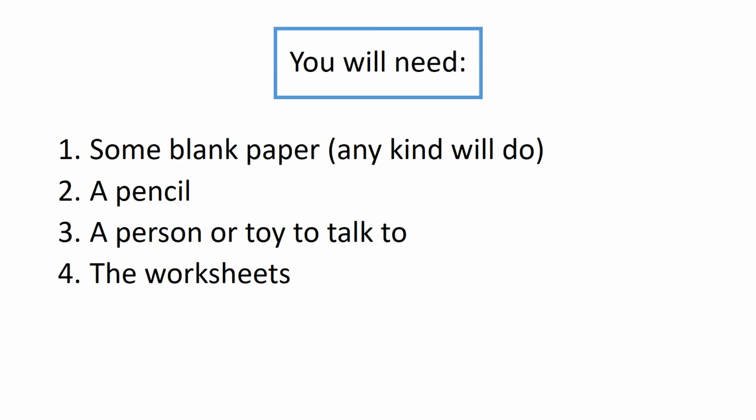So today we'll need the same things we needed yesterday. We're going to need some paper, a pencil, a partner, and the worksheets, which again you'll be able to find on the PDF document in Class Story on Dojo.